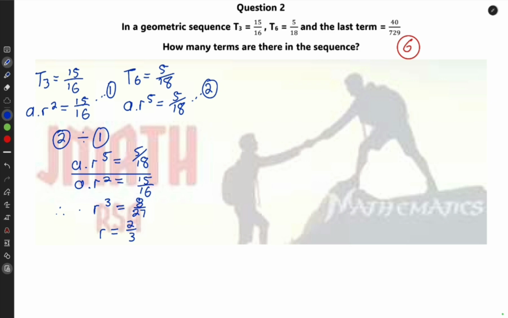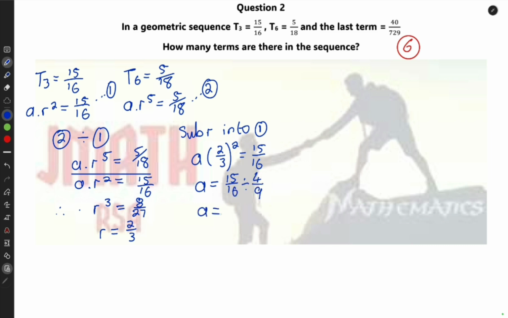Now I must just get the a value, and to do that, I'm just going to sub r into any of the equations. Both of them do not look nice, so I'm just going to take equation 1. And therefore, a times 2 over 3 squared is equal to 15 over 16. I know 2 over 3 squared is 4 over 9, so a is equal to 15 over 16 divided by 4 over 9. Luckily, my calculator can do that, and it will tell me the answer is 135 over 64.